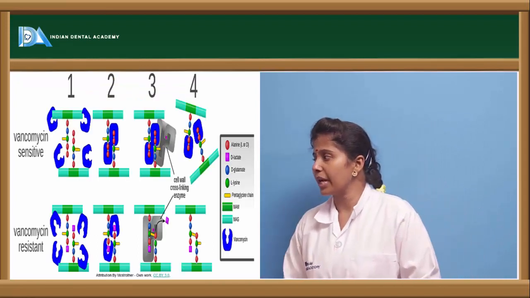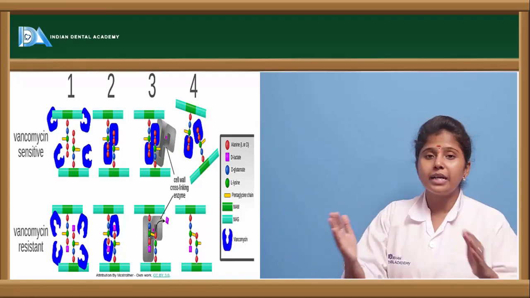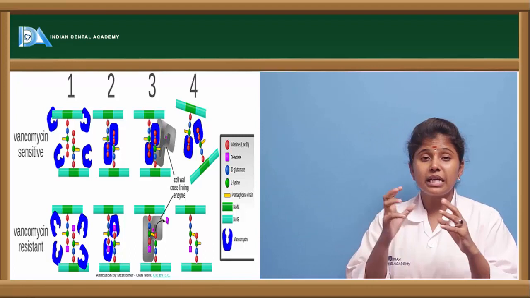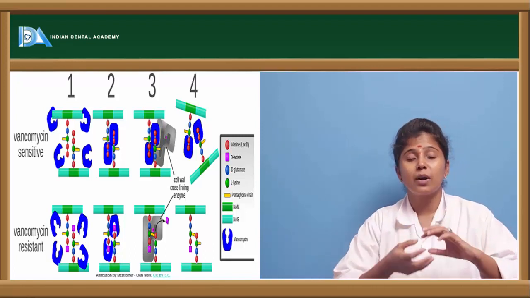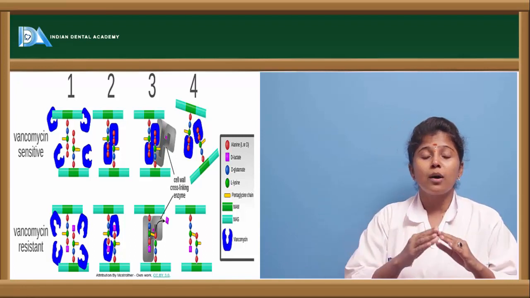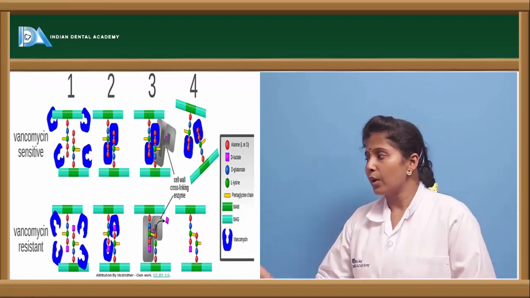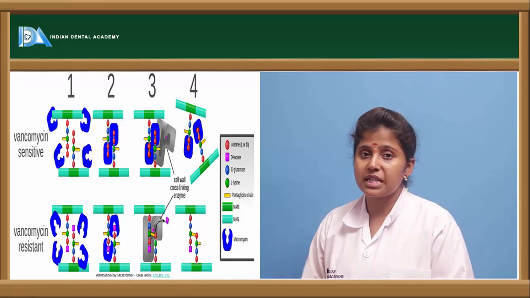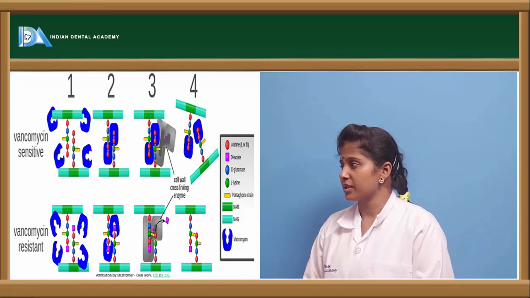And if we see the mechanism of action, vancomycin binds to the amino acids that are there, and thereby it prevents peptidoglycan formation. So the peptides and glucose combine together to form the cell wall. This action is inhibited by vancomycin, and it binds to the amino acid chain which is present in the cell and involved in cell wall synthesis.